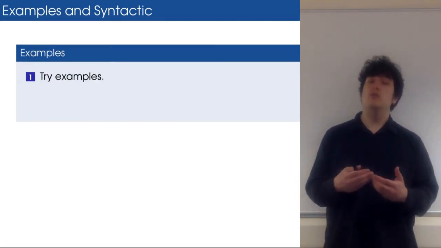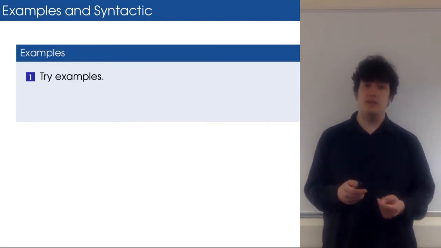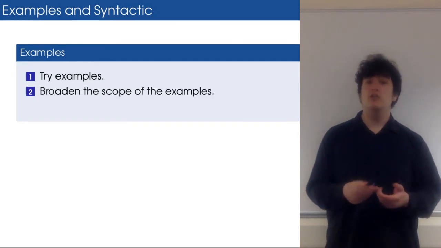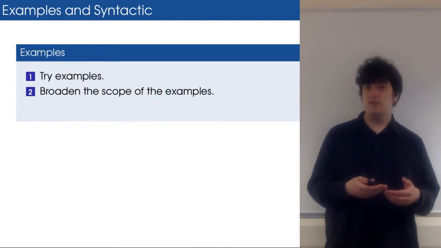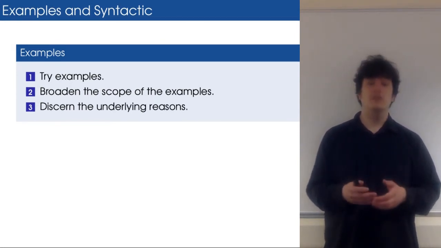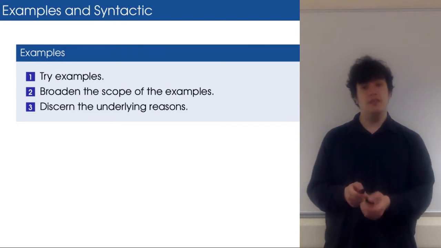statement. First you take one example that your theorem applies to, and you see whether the statement works in that single example. If it doesn't work, you have a counterexample. If it does work, you then try and broaden the scope of the example. So you try altering it a little bit to see if it still works. And through that process, hopefully, you'll be able to discern the underlying reasons behind why all of your examples are true, which you can then turn into a proof.